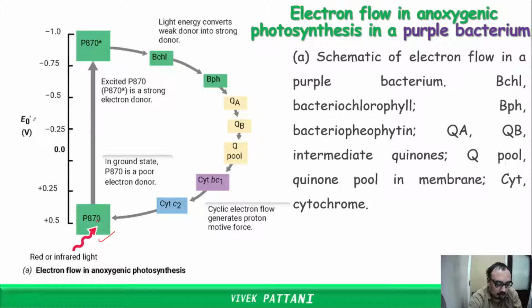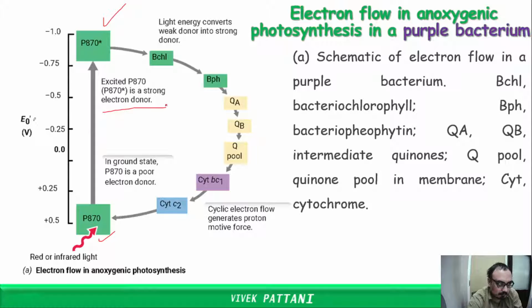bacteriophytin, carotenoids, ubiquinones, and iron sulfur proteins also, where P870 will be oxidized to P870+ on the elimination of an electron. Now this center will be a strong electron donor. You will also see the changes in the reduction potential.